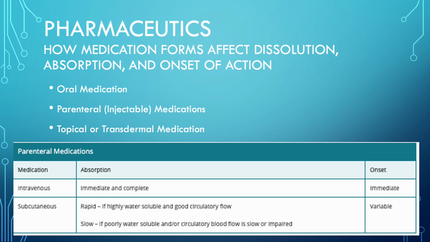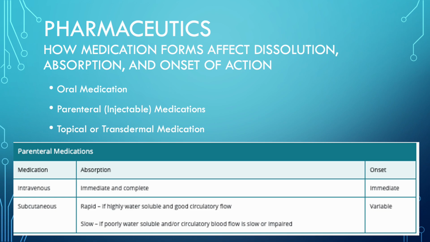How fast the medication works and how fast it's absorbed depends on which method we use to give the medication. When we give a medication intravenously right into our IV, that absorption is usually immediate and complete, which means we have a very fast onset of action. However, when we give medications in the subcutaneous tissue, which is fatty, or the intramuscular tissue, which is our muscle tissue, the absorption rate can vary. Usually it takes a lot longer than IV medications.